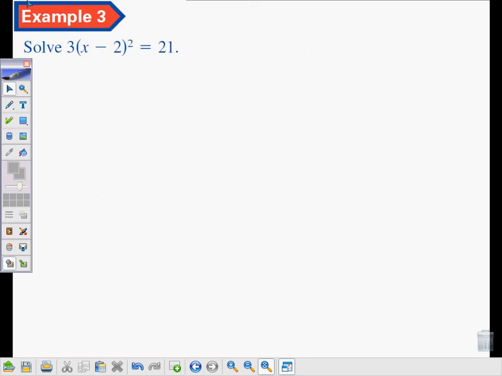This one, this is a doozy. This is wonderful. Here I've got 3 times the quantity of x minus 2 squared equals 21. Reverse order of operations. PEMDAS backwards. SAD MEP.